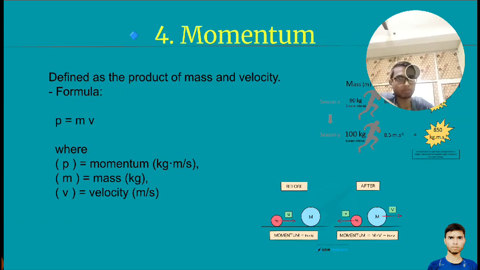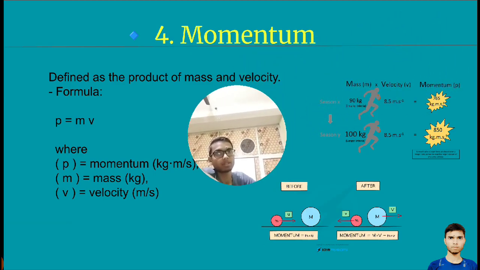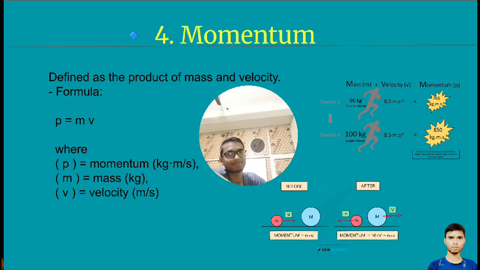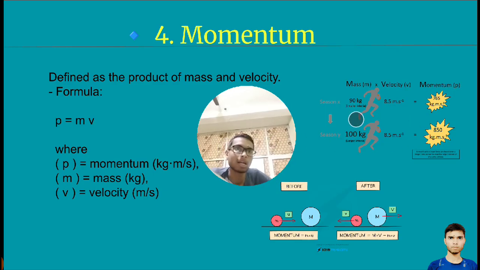Next, momentum. We have defined it as the product of mass and velocity. P is equal to m into v. P is momentum, m is mass, v is velocity. Here we have mass and velocity. From this figure, what are you understanding? Can you tell?